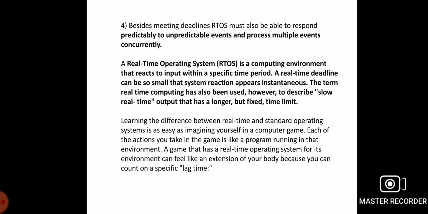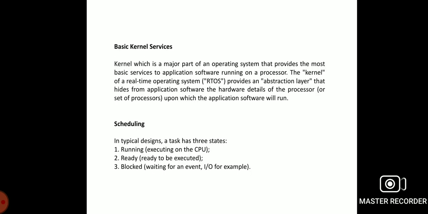In an embedded system, there is rarely free memory space. So the basic kernel services: the kernel is a major part of an operating system that provides the most basic services to the application software running on a processor. The real-time operating system provides an abstraction layer that hides from the application software the hardware details of the processor upon which the application software will run.